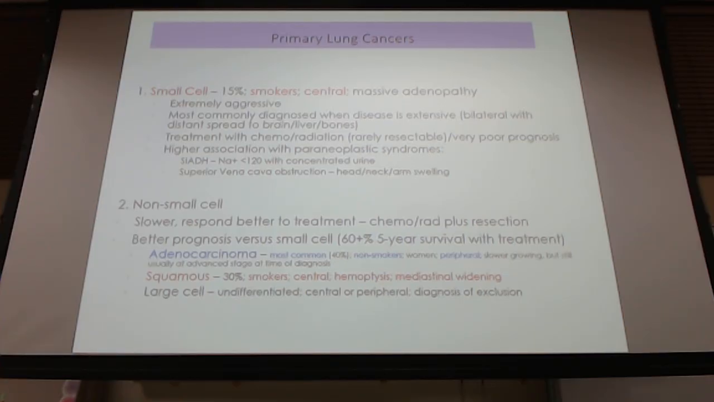Small cell is only 50% of our cancers. These are smokers. This is central. Those are your clues. They're going to be smokers in the test questions. It's going to be a central lesion. There's a higher association with the paraneoplastic syndromes versus the non-small cell.